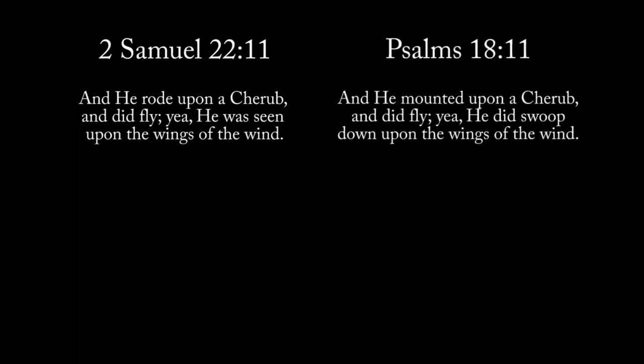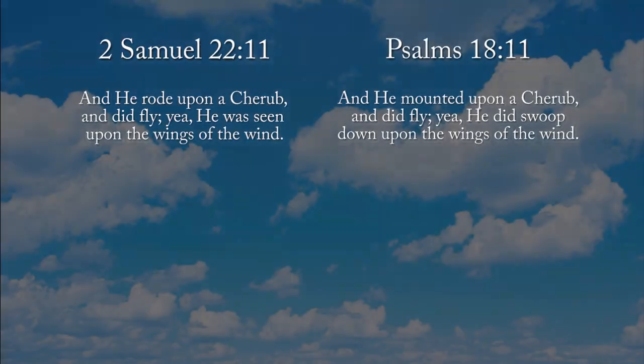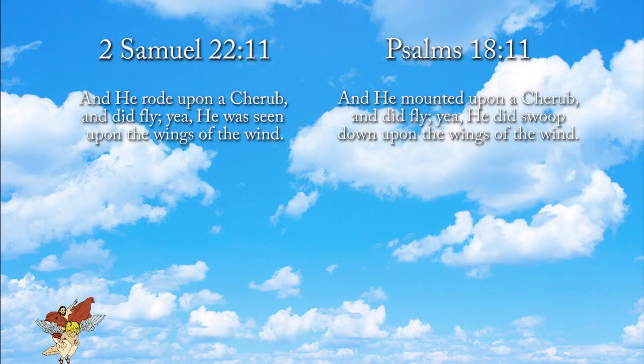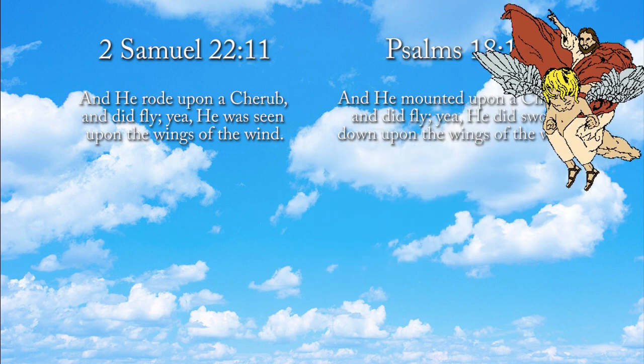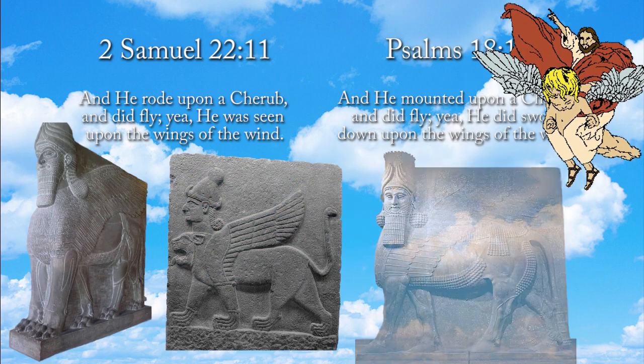2 Samuel 22:11 states, "And he, God, rode upon a cherub, and did fly. Yea, he was seen upon the wings of the wind." Psalms 18:11 says almost the exact same thing: "And he mounted upon a cherub, and did fly. Yea, he did swoop down upon the wings of the wind." What makes more sense, God mounting and riding a human-shaped creature, or God mounting and riding a winged lion, or a winged bull?